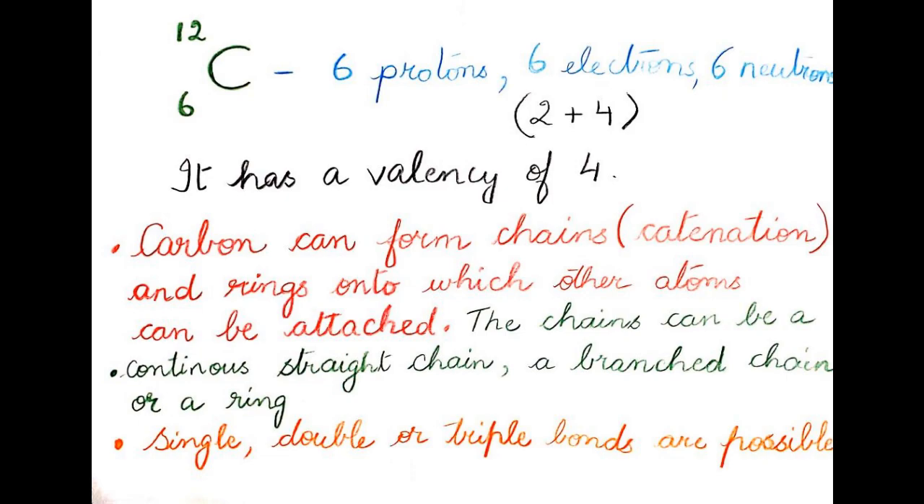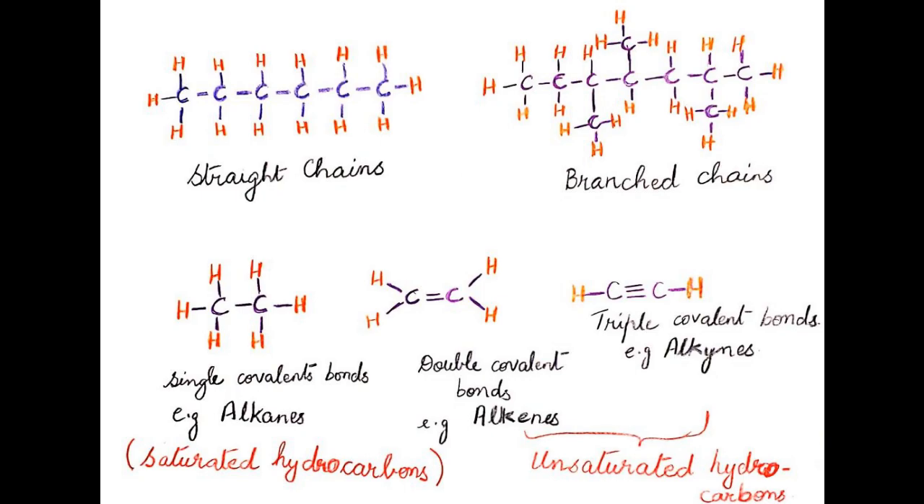Carbon has the ability to form long chains, and this property is known as catenation. It can also form rings with other atoms attached to it. The chains can be a continuous straight chain or a branch chain or a ring.